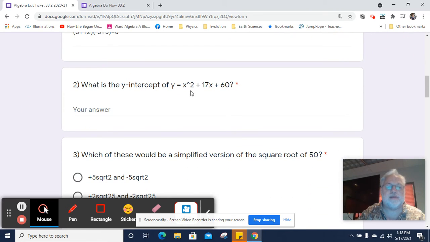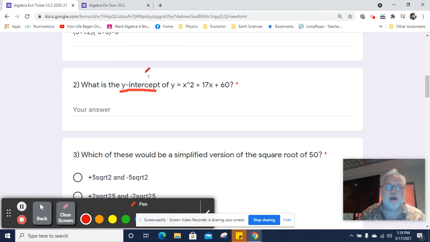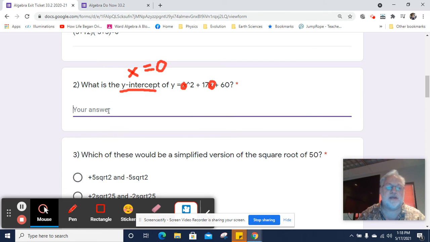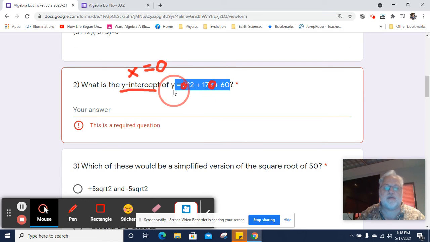All right, what about this? For this one, the y-intercept. Now, for the y-intercept, x equals 0. So if x is 0, then we're just going to have a 0 here and 17 times 0 here. So I've got 0 squared plus 17 times 0 plus 60. All that's going to be left standing is 60. So copy pasta that, put that in here.